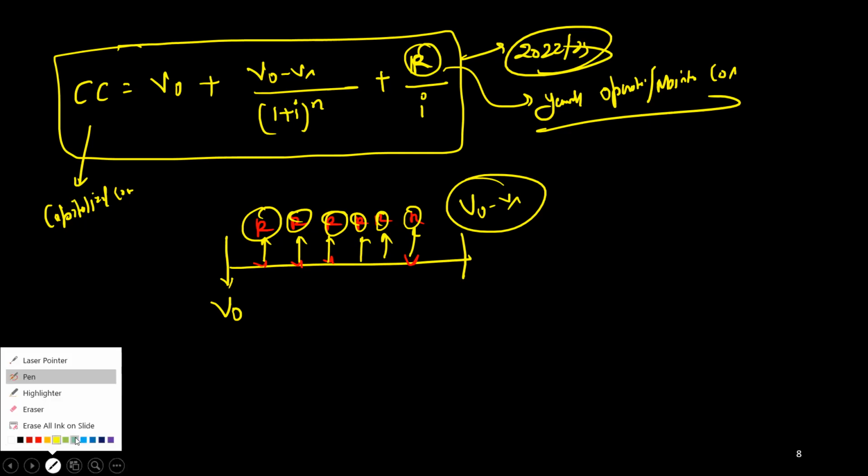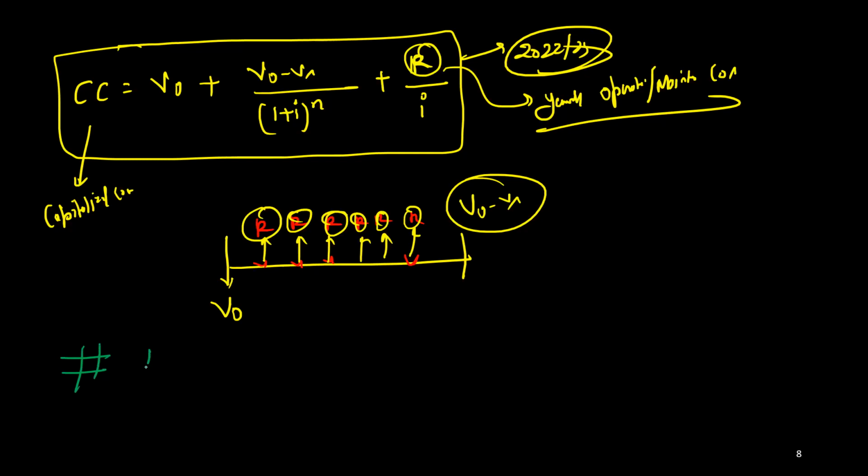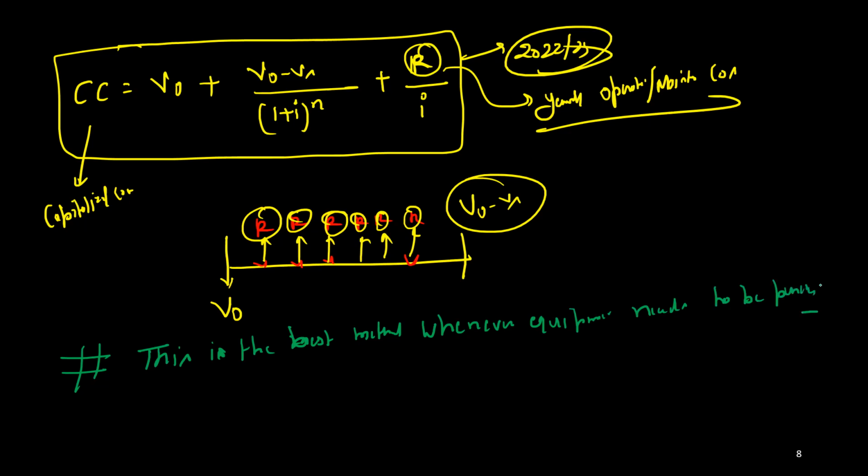So I'll suggest that if you are going to buy any kind of equipment, this is the best method in the calculation of profitability. This is the best method whenever equipment needs to be purchased, because in this method you are also considering the future thing, that is your replacement cost. So it's a very important and good method to invest, right, while doing the profitability calculation. So till now we have studied three concepts: payback period method, rate of return method, and capitalized cost method.